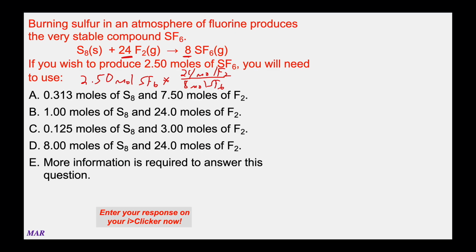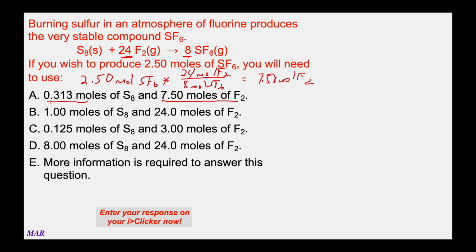So 2.50 times essentially 3 is going to be 7.50 moles of F2, all right? So I'm going to assume then that answer A is correct because that's the only one that's 7.50. Now, this number, 0.313, you should be able to get.